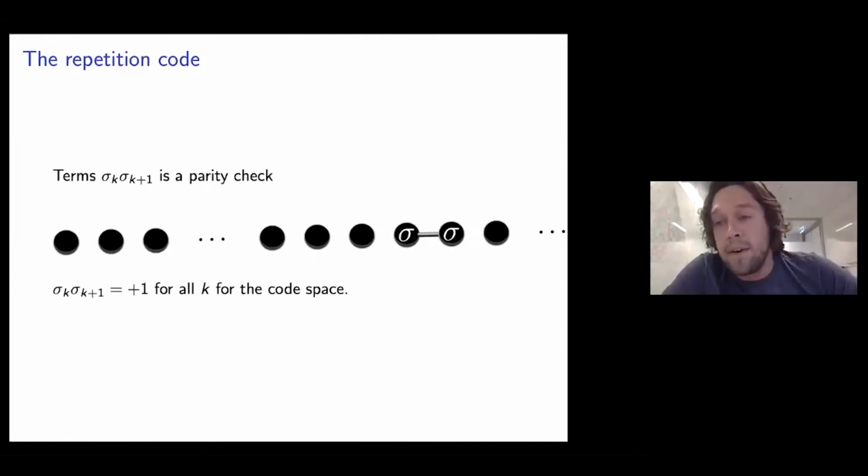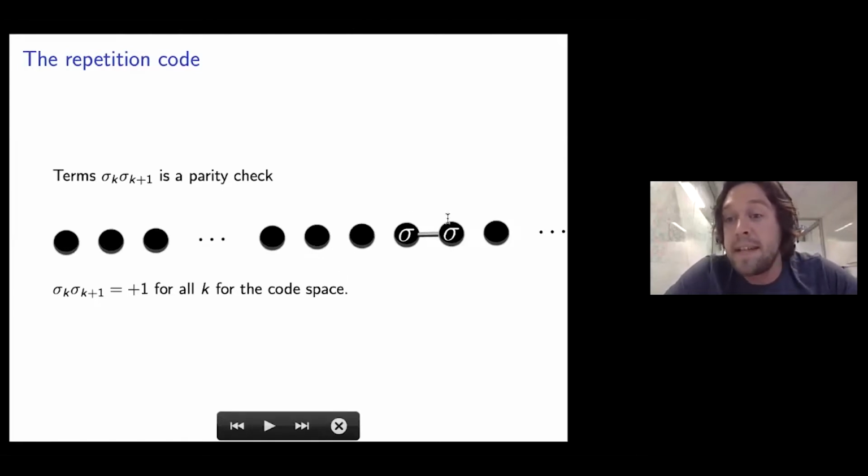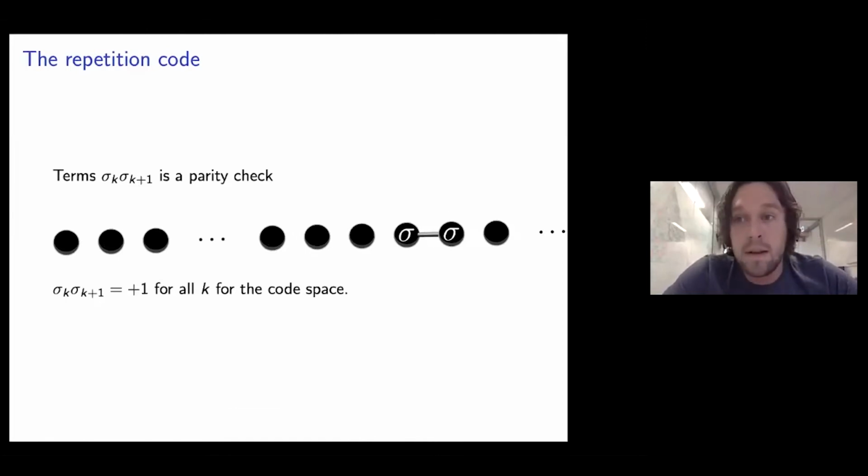So we want to check for errors with this code. And for that, we have parity checks. As I said, if there are no errors, all of the bits are supposed to agree. So the best way to check for an error is to ask if a bit agrees with its neighbor. We can check, for example, sigma on two nearest neighbor spins. If they agree, then we don't think any error has occurred. If they don't agree, then we should suspect that an error has occurred. One of the bits is flipped to the wrong state, and we have to figure that out. That's what's called the decoding problem.